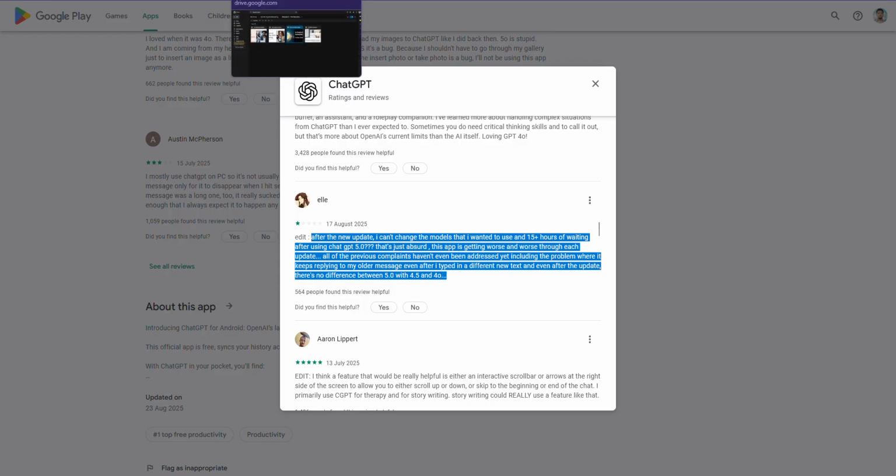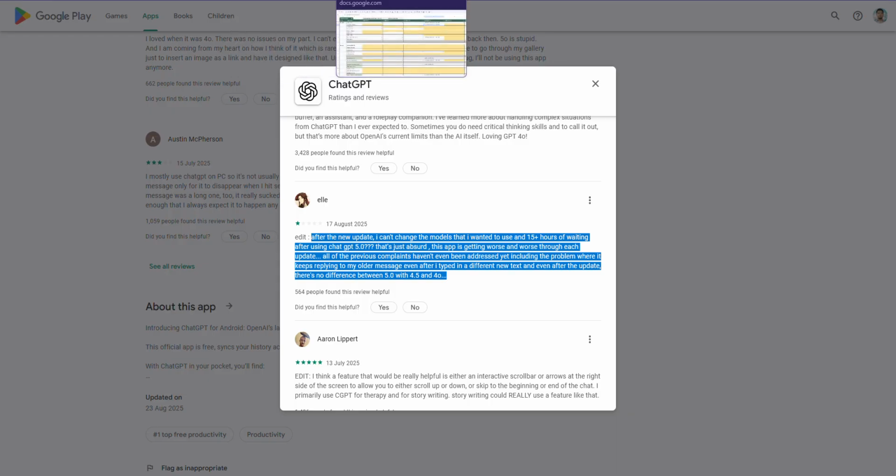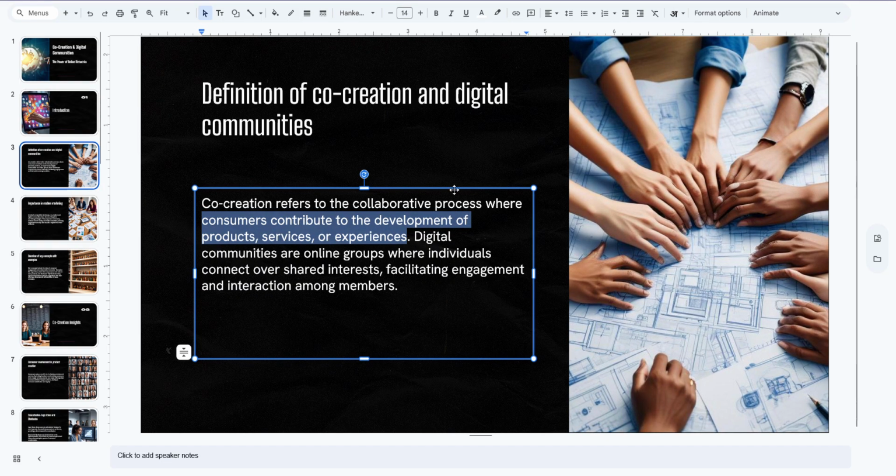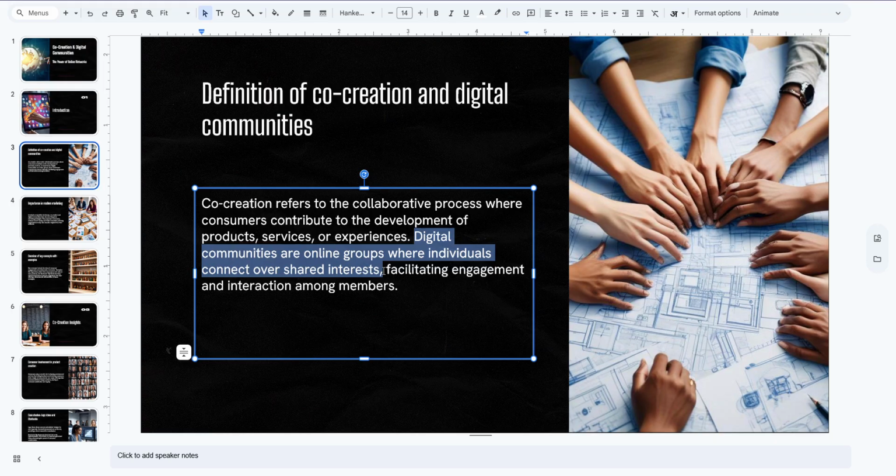There are different, better examples. We will come to them slowly as we go through the class. So co-creation is a collaborative process where consumers contribute to the development of products, services, or experiences. We will also come to experiences in the following example. Digital communities are online groups where individuals connect over shared interests, facilitating engagement and interaction among members.